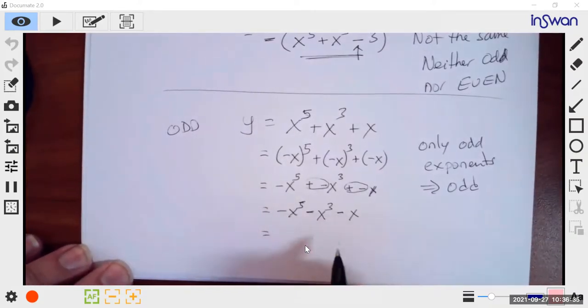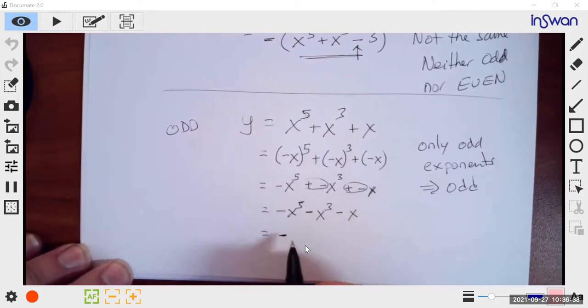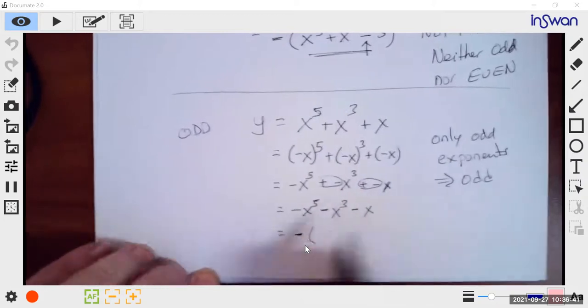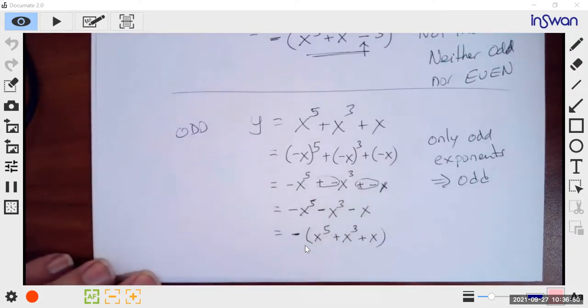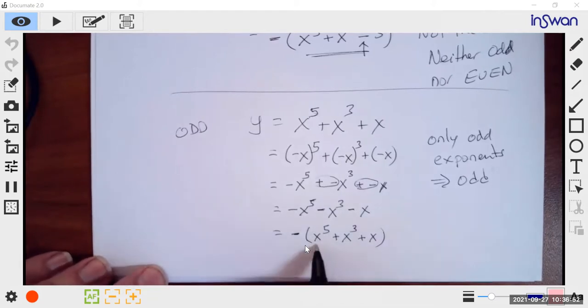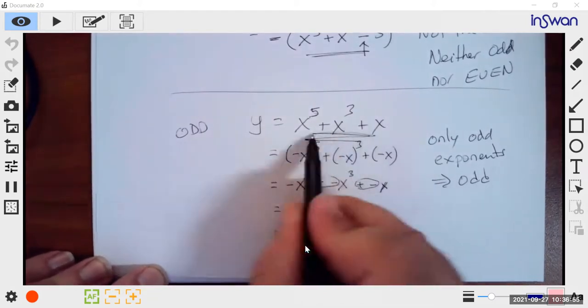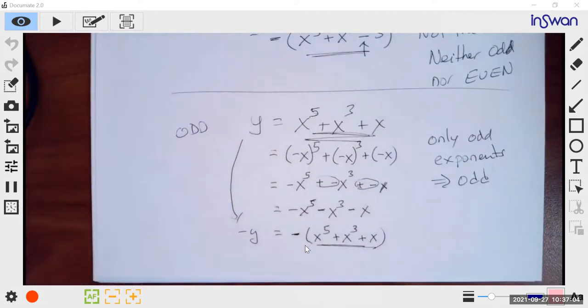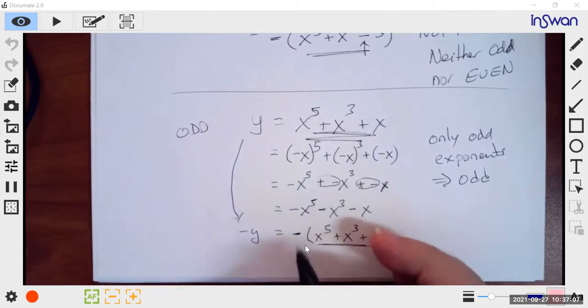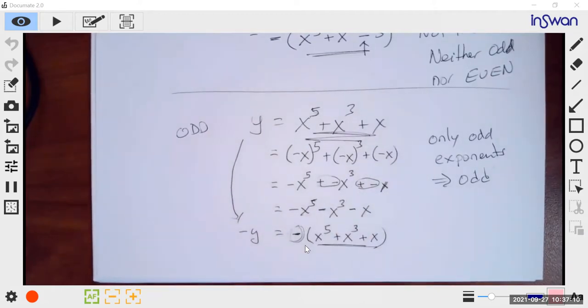Now, since they all have the same sign, we can factor out the negative sign, which means we change everybody's sign inside there. I took out the negatives. What's inside the parentheses matches the original equation, but it has a negative in front of it. So it goes from positive to negative y because of that negative in front.